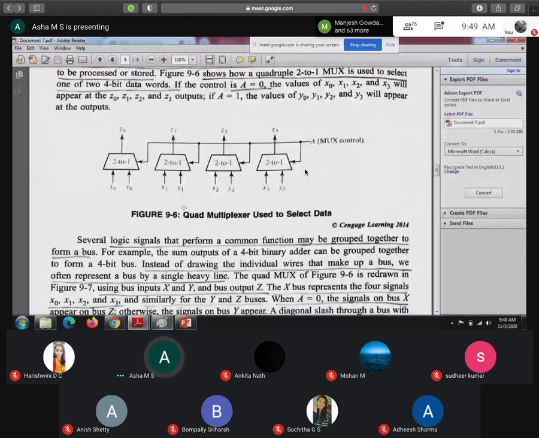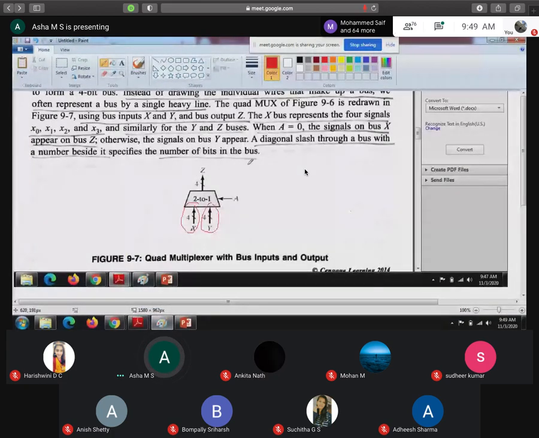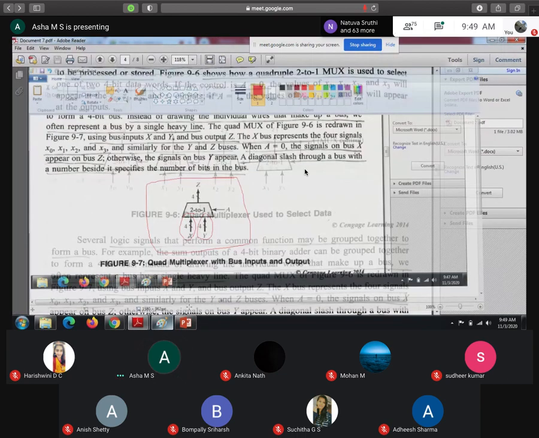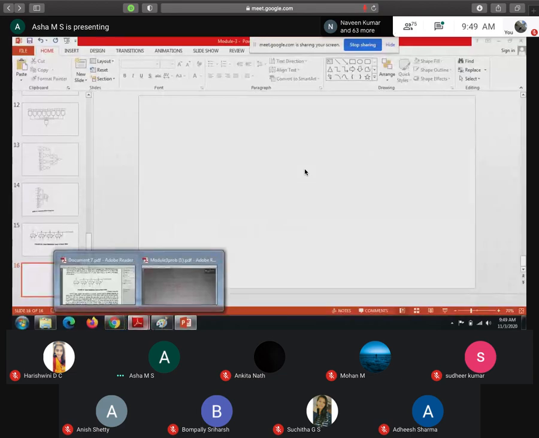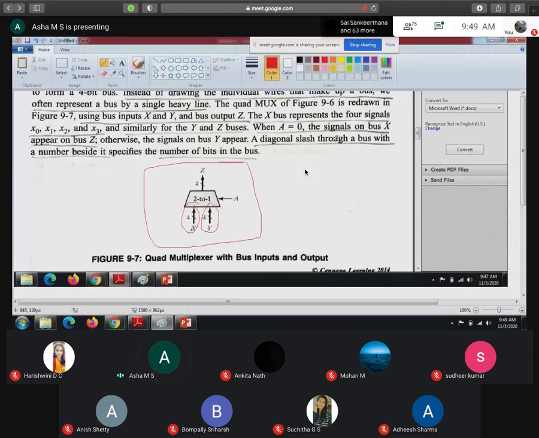When we rewrite this quad 2 to 1 multiplexer, we replace the individual lines with the bus. When we rewrite that circuit with the bus, it looks like this. Here x and y are the input signals, z is the output signal, similar to the previous circuit. a is the control line. So in the same way here also, when a equal to 0, x will be selected and it will be reflected at z.